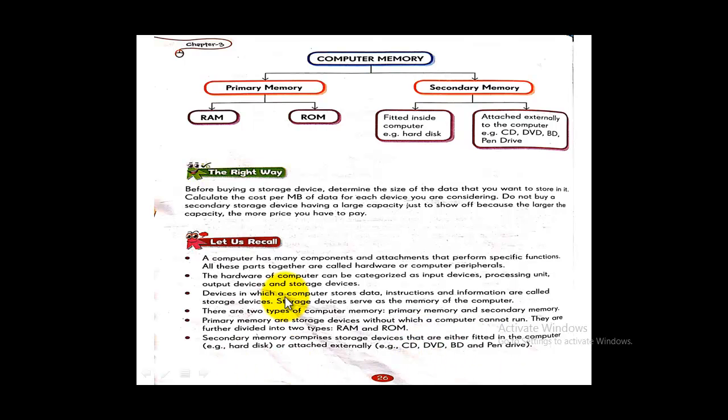Whatever instruction or information we are storing in the computer are called data storage devices. There are different types of storage devices: primary storage memory and secondary storage memory. Storage devices serve as the memory of the computer.